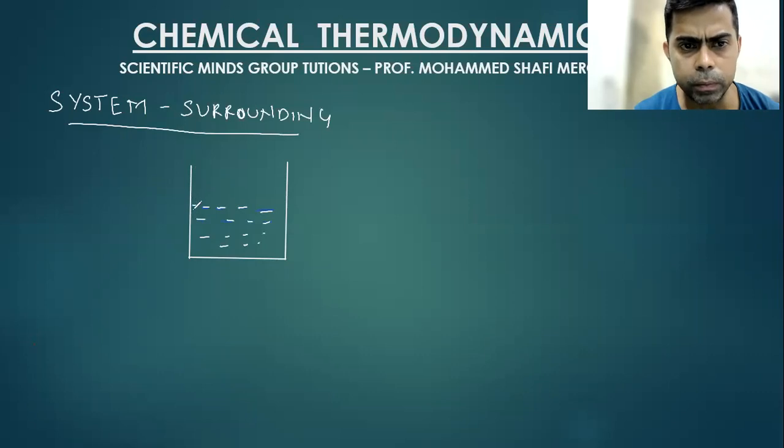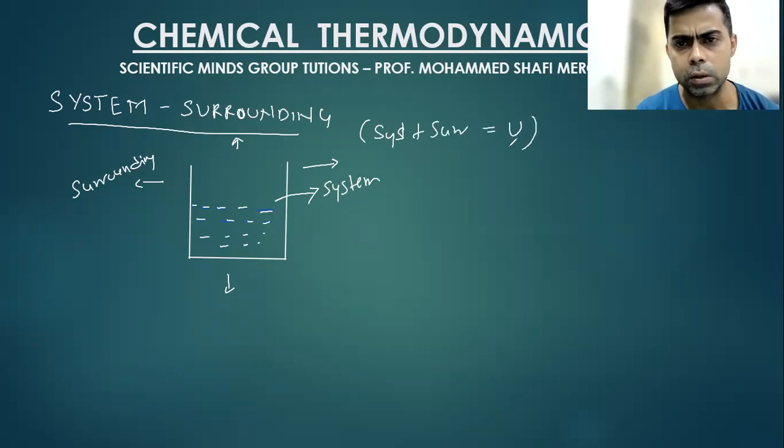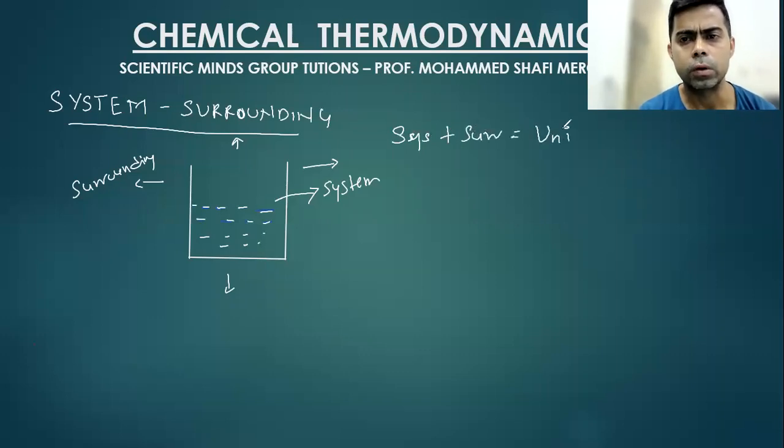So can I say that the area inside the beaker is under thermodynamic consideration? That is why this will be called the system, and the area outside the beaker will be called the surrounding. And system plus surrounding is equal to universe. You need to remember this. So system plus surrounding is equal to what? Universe. You have to keep this in mind. Any part which is under thermodynamic consideration will be called a system, and system plus surrounding will be equal to universe.